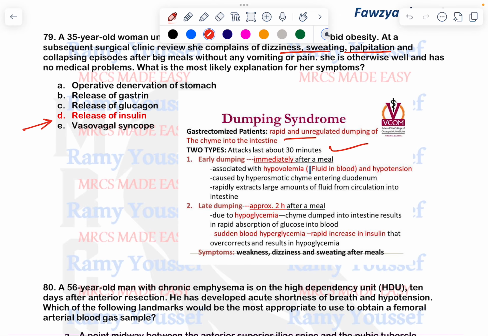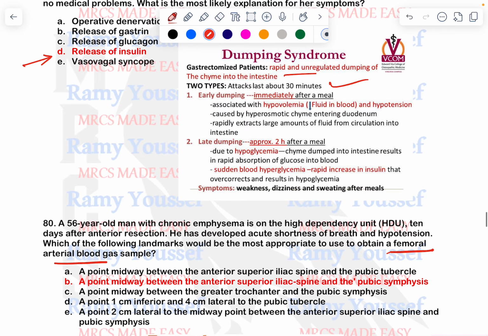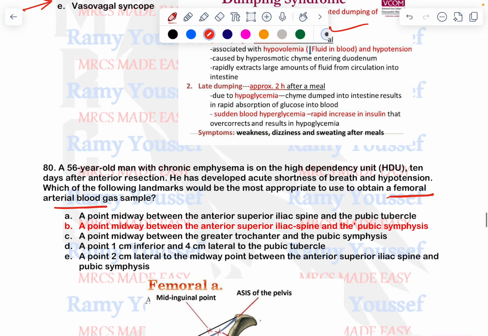A 56-year-old man with chronic emphysema in the high dependency unit, 10 days after anterior resection, develops shortness of breath and hypotension. Which of the following landmarks will be appropriate to obtain a femoral blood gas? This is about the mid-inguinal point, the midpoint between the anterior superior iliac spine and the pubic symphysis.